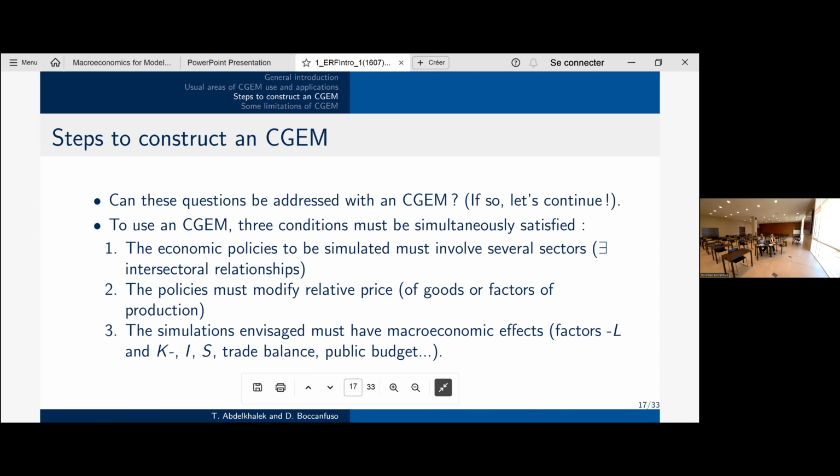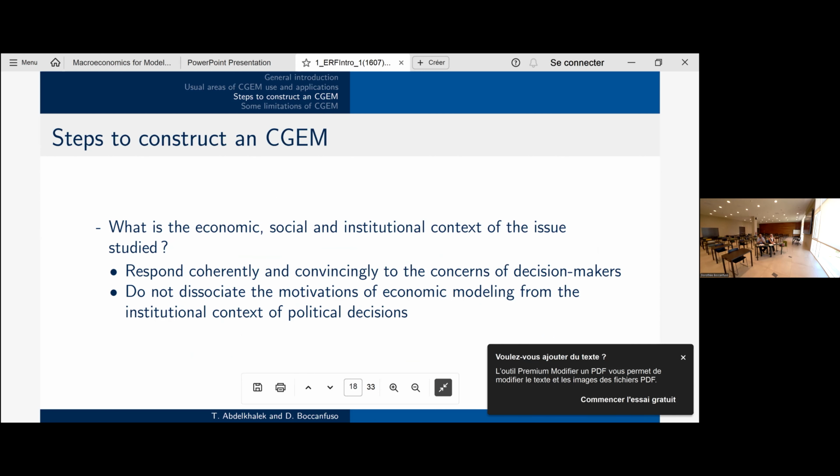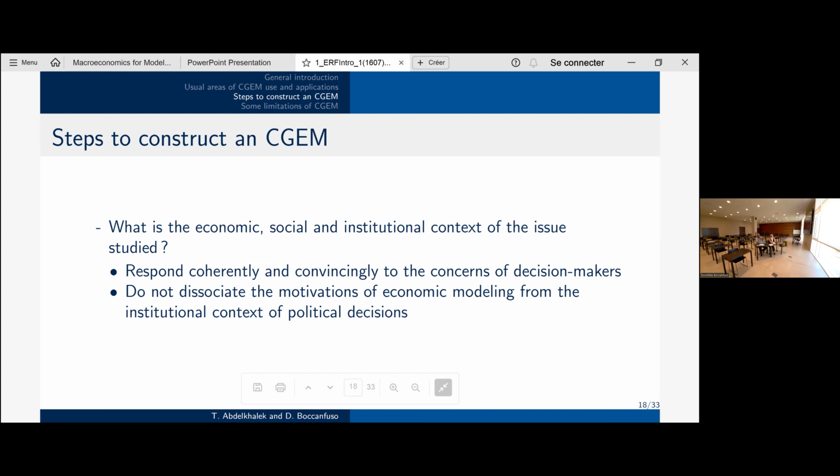So I ask each of you now to look at what question you have, and to look if these three conditions are simultaneously satisfied, and to go to the next step. After that, we look at the institutional context, what agents we have to take into consideration, which activities we have to take into consideration, what disaggregation we have to use.